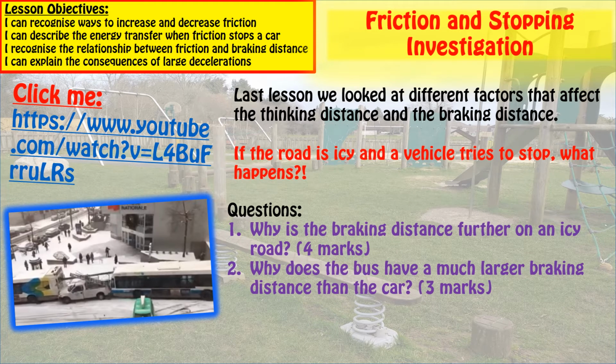So questions here for you. Number one, why is the braking distance further on an icy road? And this is worth 4 marks. So think about what you've just written down on the last slide, and think about what you learned about last lesson and try to connect the two ideas together. And in question 2, why does the bus have a much larger braking distance than the car? And this one's worth 3 marks. So if you pause the video and have a go at answering those questions, and then we'll go through the answers in just a moment.